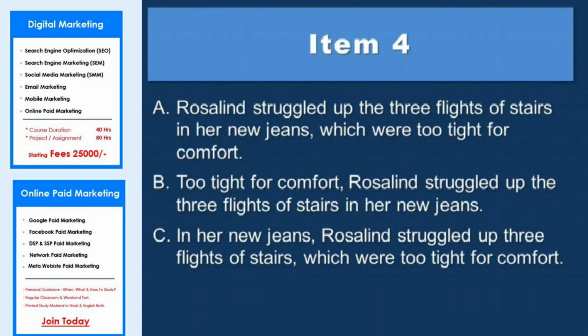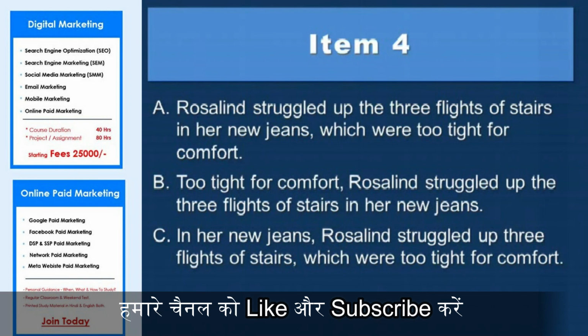Let us see what B is saying: "Too tight for comfort, Rosalind struggled up." So what is tight for comfort? Is it Rosalind? No. So B has an error. C part: "In her new jeans, Rosalind struggled up 3 flights of stairs, which were too tight for comfort." Again an ambiguous sentence. Does "which were too tight for comfort" refer to stairs? No, it refers to her jeans. It should be choice A as the best answer here.